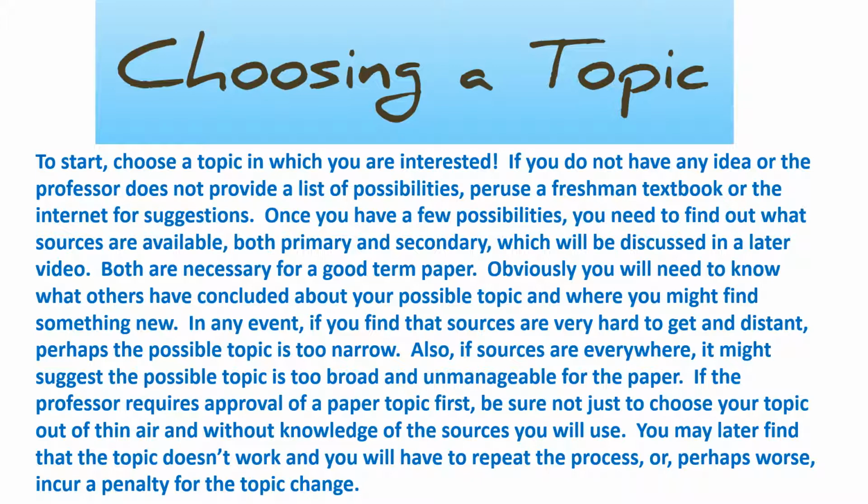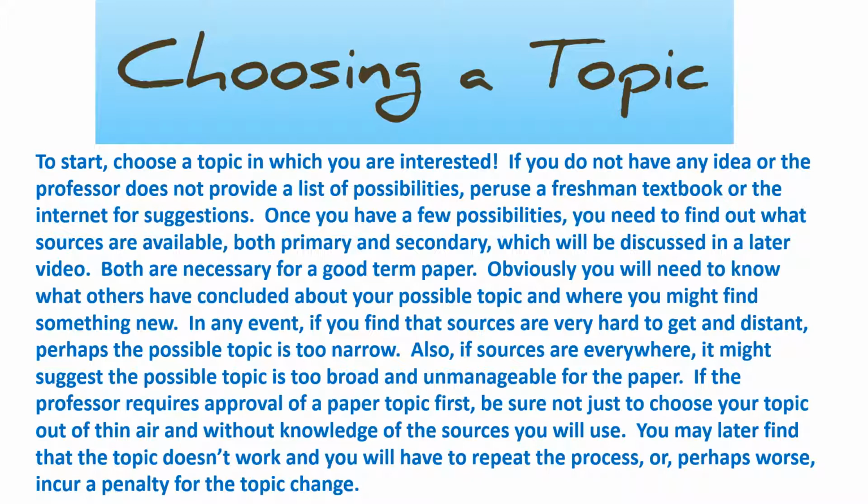Once you have a few possibilities, you need to find out what sources are available, both primary and secondary, which will be discussed in later videos. Both are necessary for a good term paper. Obviously, you'll need to know what others have concluded about your possible topic and where you might find something new. In any event, if you find that sources are very hard to get, perhaps the possible topic is too narrow.